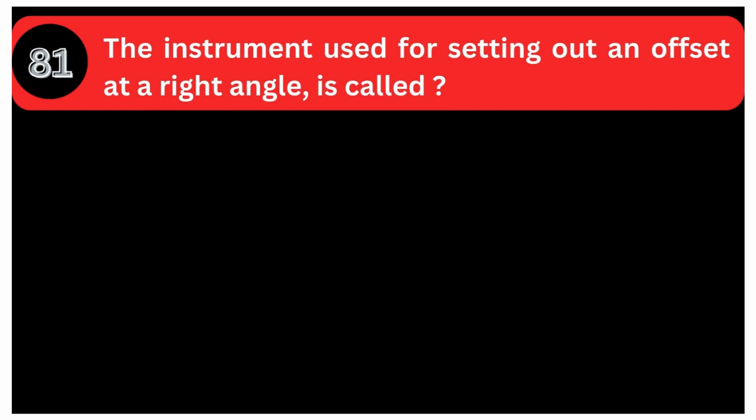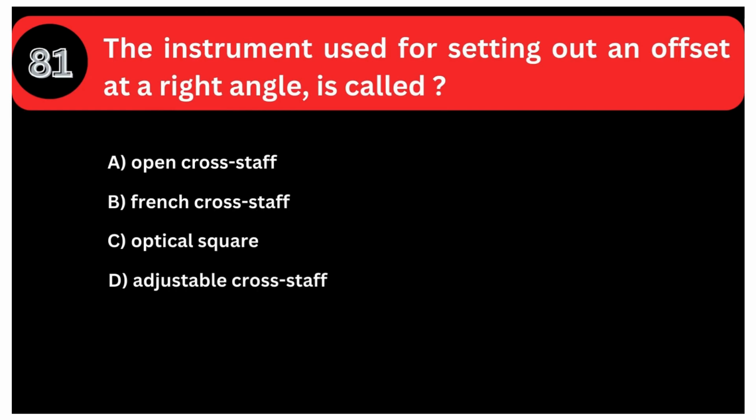The instrument used for setting out an offset at a right angle is called. Options A. Open cross staff. B. French cross staff. C. Optical square. D. Adjustable cross staff. Answer A. Open cross staff.